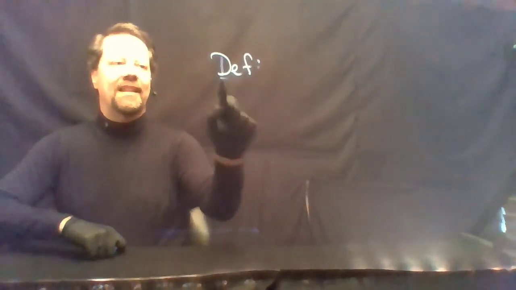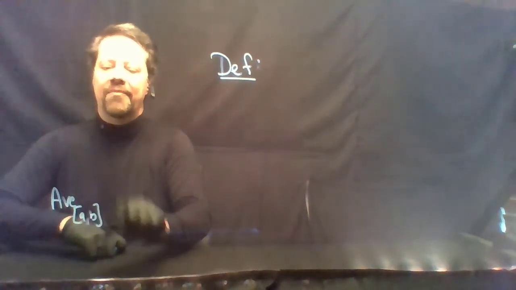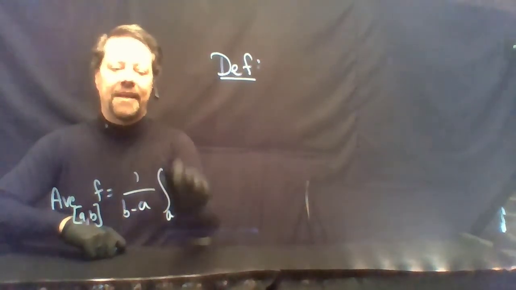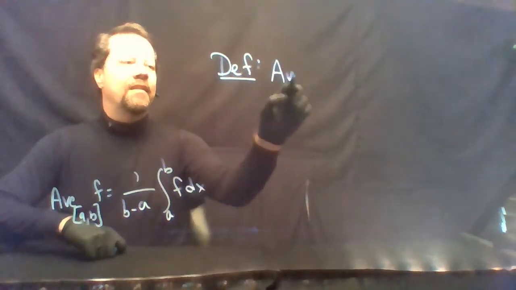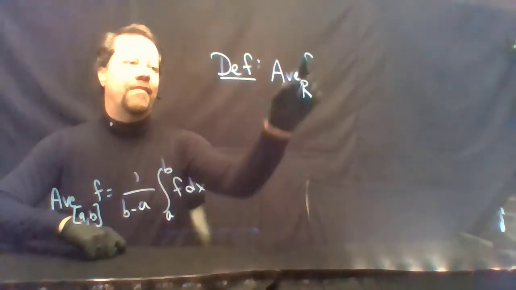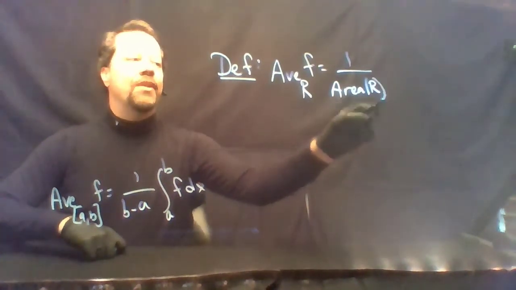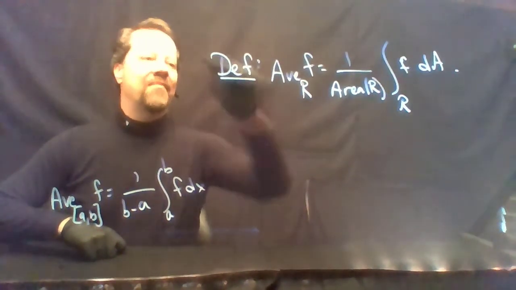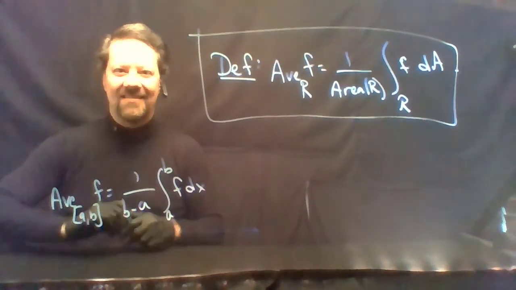Do you remember how to calculate the average height of a function from Cal 1? The average on some interval a to b of f was 1 over the length of the interval times the integral from a to b of f dx. Here, the average on some region R of f will be 1 over the area of the region times the integral on R of f dA, calculated in pretty much an analogous fashion.